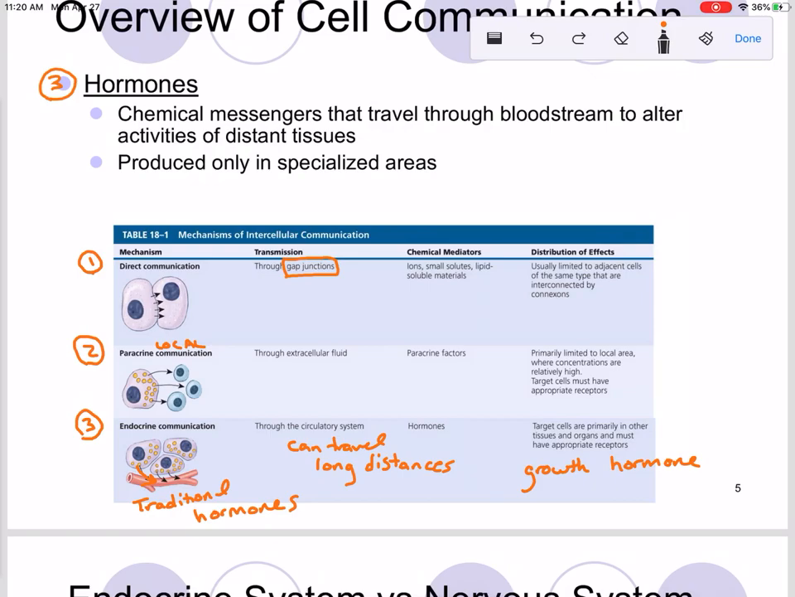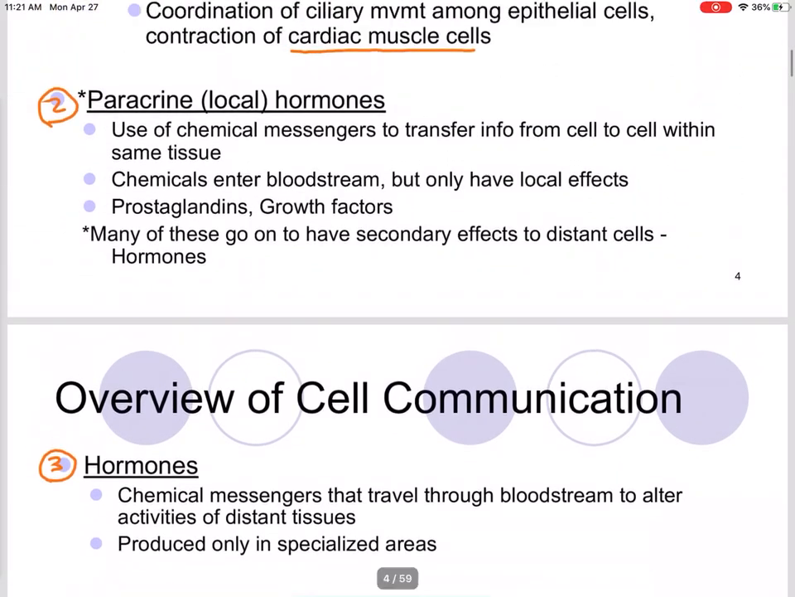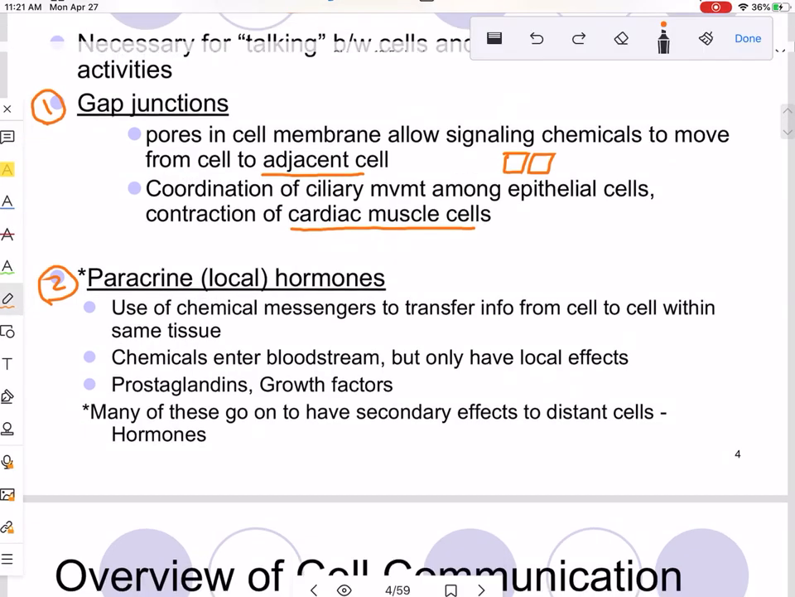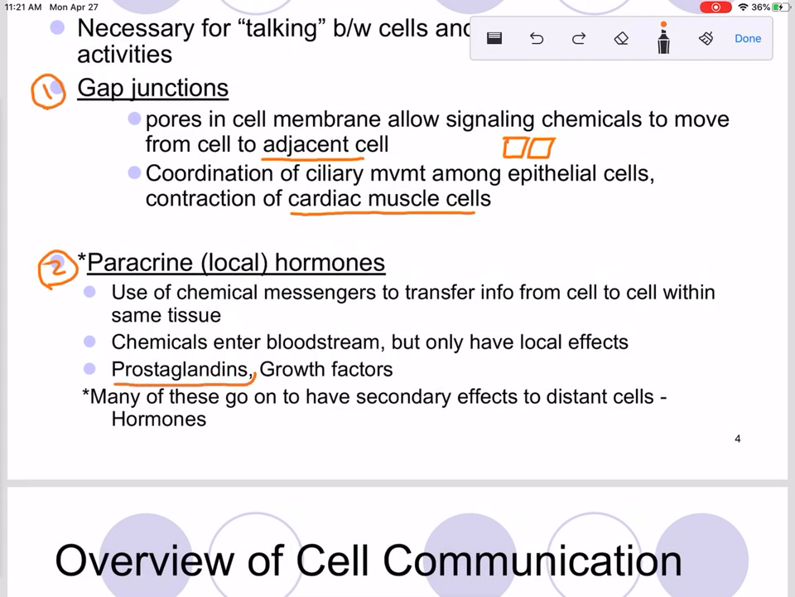That's different from a paracrine or local hormone. In a paracrine or local hormone, the glands release their hormones, but those hormones only travel locally. So instead of traveling long distances, these local hormones travel to nearby tissues. They can travel a greater distance than the gap junctions, which can only really travel to the neighboring cell. But a local hormone cannot travel as long as our traditional hormone that can travel all throughout the body.